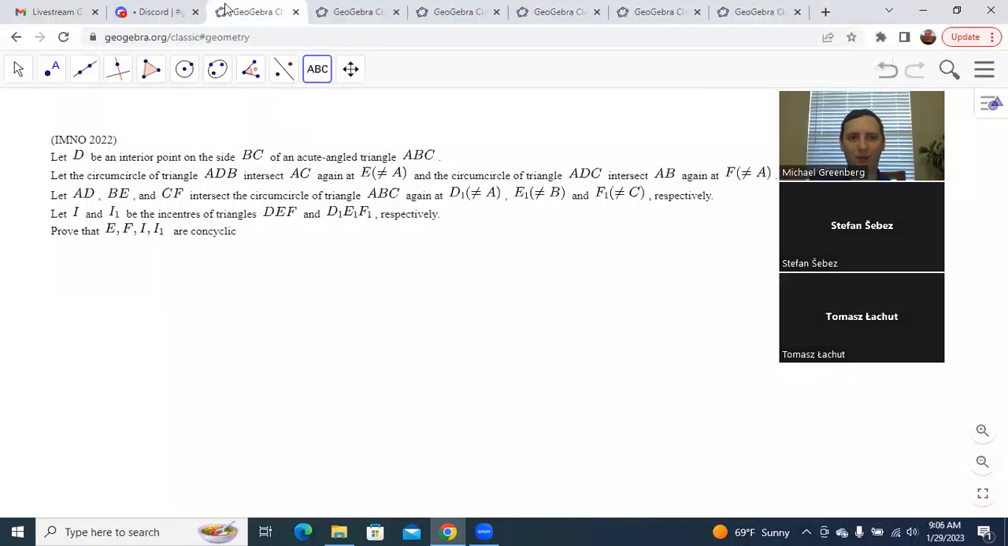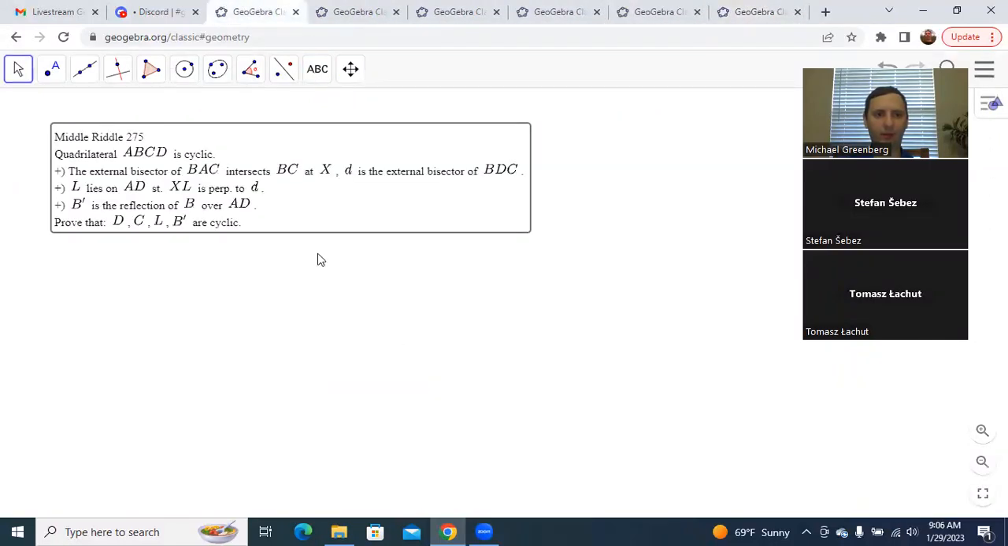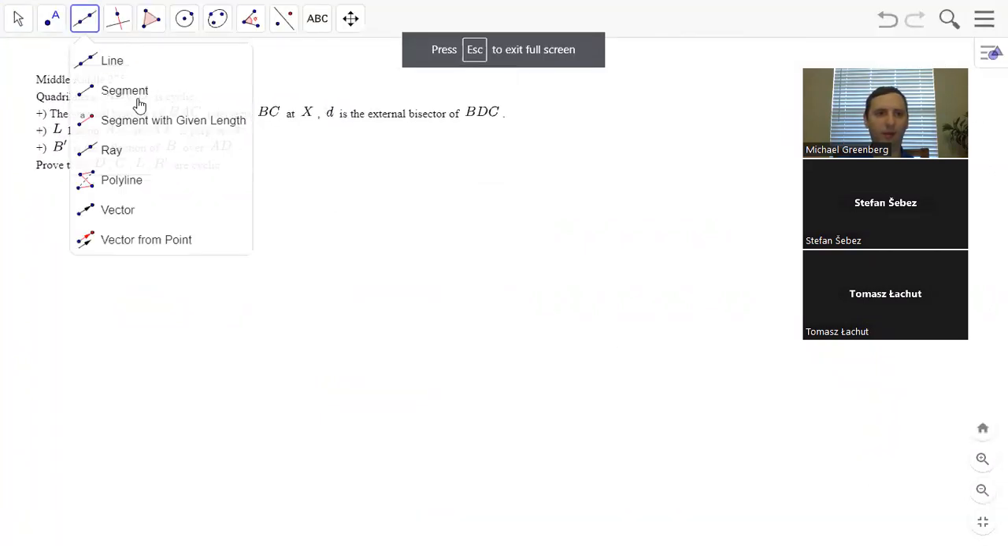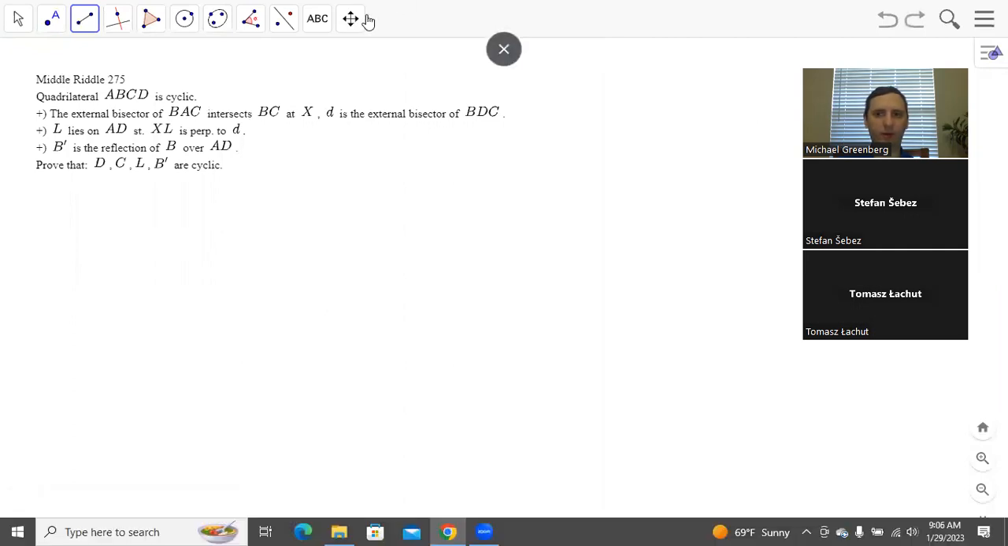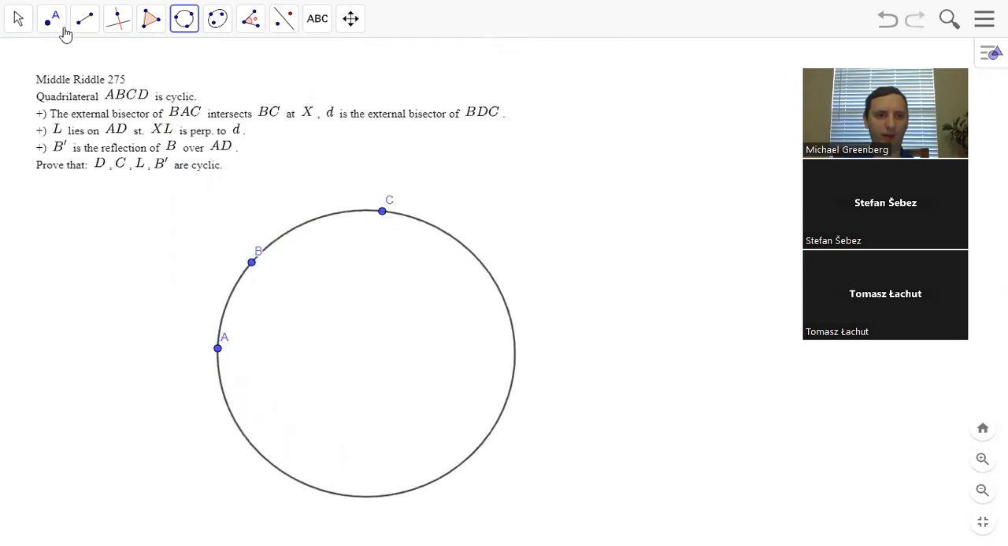Absolutely. So I guess we could start with this problem. I think this one might be a little easier actually. And it's possible we already did it actually. So I'm going to start with this one. This is Middle Riddle from the geometry discussions and problems Discord server. So we start with a cyclic quadrilateral. You already did that one. Okay, so yeah, we can skip that one for now and try this one.